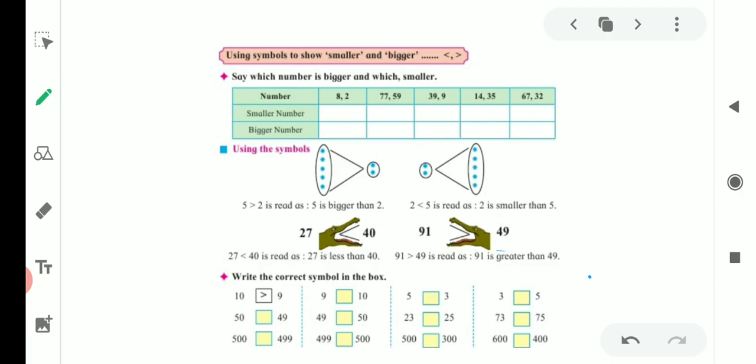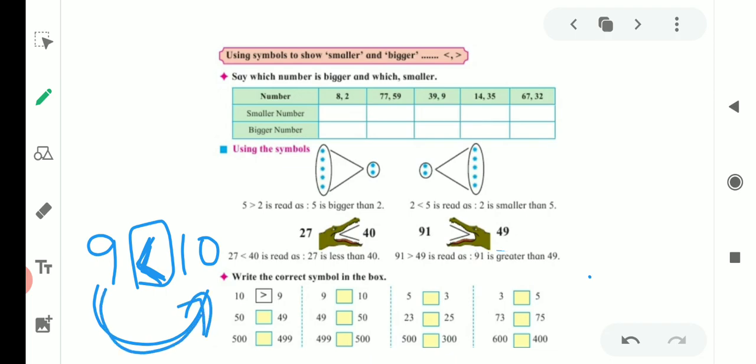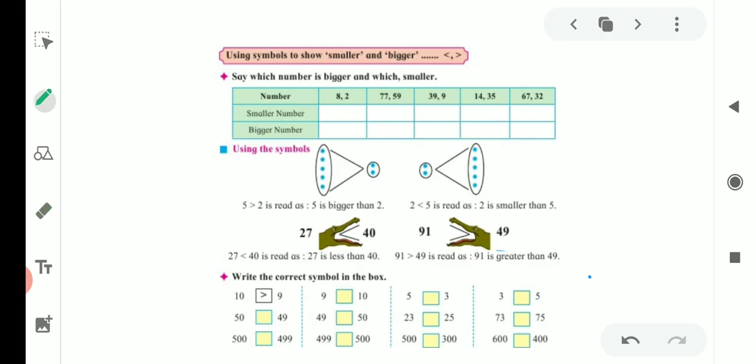Next one. 9 box 10. Now you have to put the correct sign, the correct symbol. What are the numbers given? 9 box 10. So how will you write it? This sign will come over here, because you read the numbers from left to right. So you will write 9 is smaller than 10. In this box this sign will come. Write it.